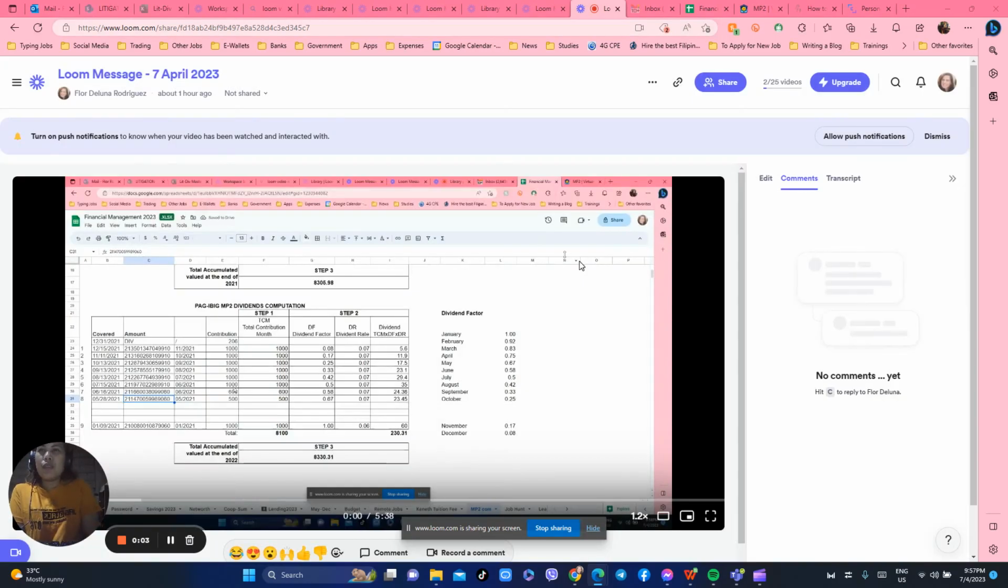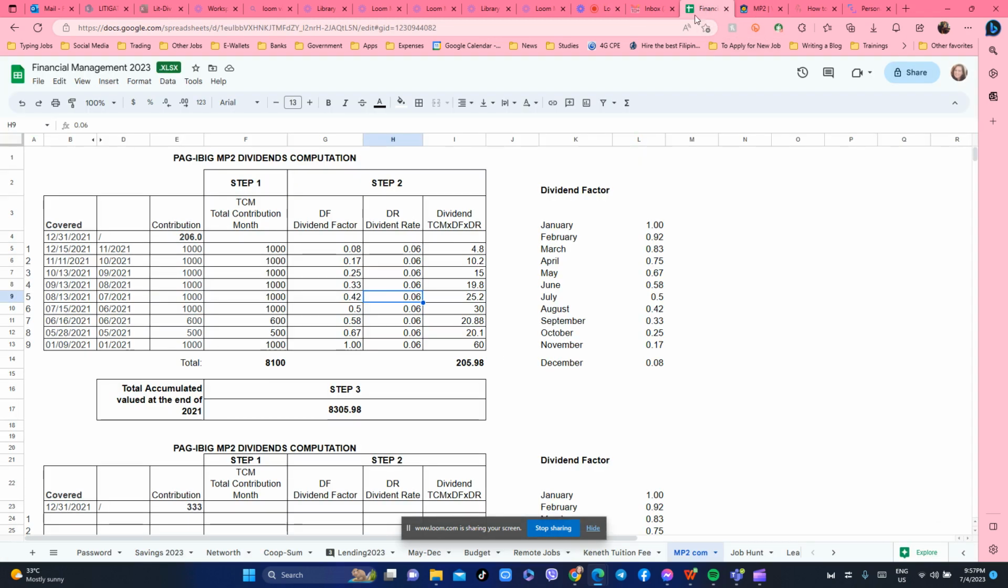Hey guys, so for today's video, I'm gonna share with you how I compute my Pag-ibig MP2 dividend for the year 2022. But before anything else, I just want to share with you how I came up with the 206 pesos dividend for the year 2021.